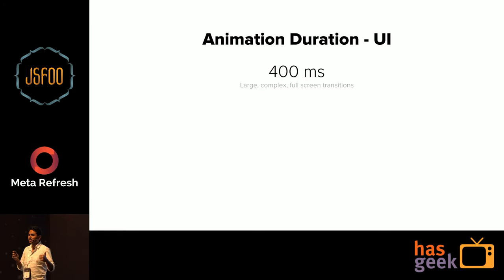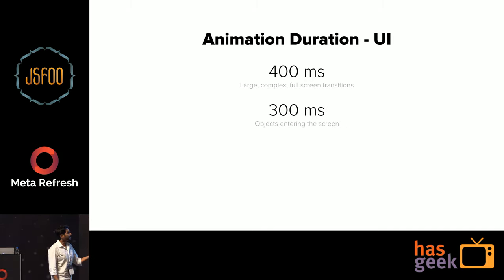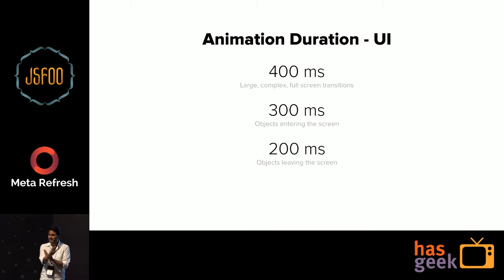Keep in mind that this is only for UI elements. If you're animating something like a wheel or a car, something which mimics a physical world, then of course the values will be different. This is only for UI elements which the user would perhaps go and interact with later. 300 milliseconds for objects entering the screen, around 200 for objects leaving the screen.